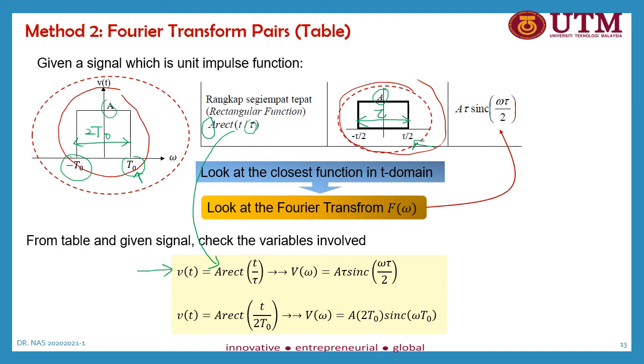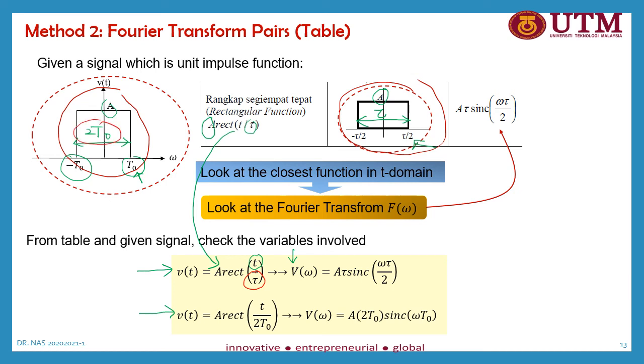So in Fourier transform, don't forget the V(omega) needs to be a capital letter. V(omega) is equal to the equation you can see from the table, from the third column. So now you need to compare with the given signal. In this case, your v(t) is a rectangular function, t is the domain, and tau is the width of the signal. In this case, the width of your signal is 2 T naught.